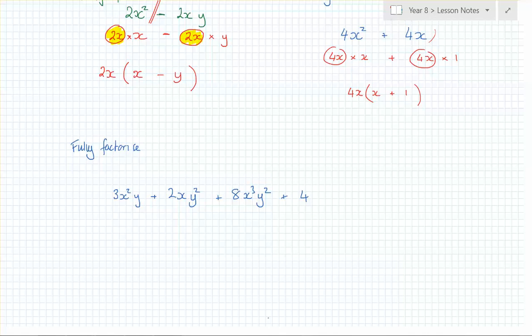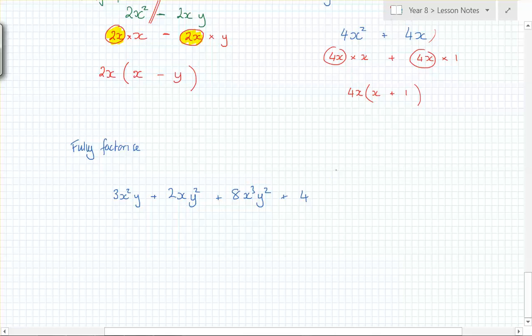So we can't take a number out. Then we look at it and go, well, what about the x's and y's? Yes, there's an x, there's an x, there's an x, there's... No. Then we look at the y's and go, yes, there's a y, there's a y, there's a y, there's a... No. So there are no common numbers, no common x's, and no common y's. Therefore, by adding the 4 on the end, I have made it impossible to factorise. So the answer to this would be, it can't be.